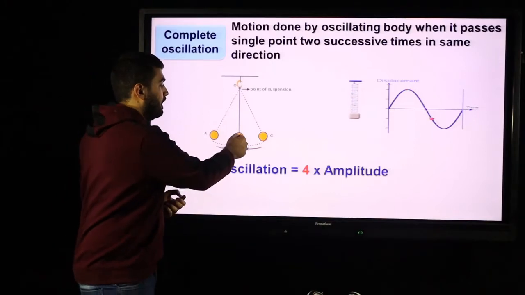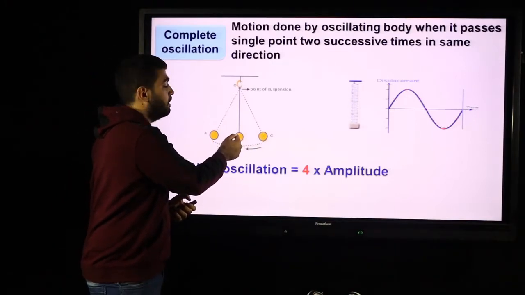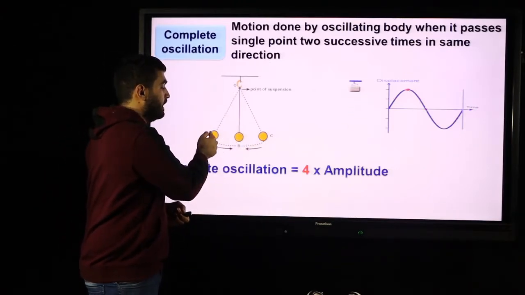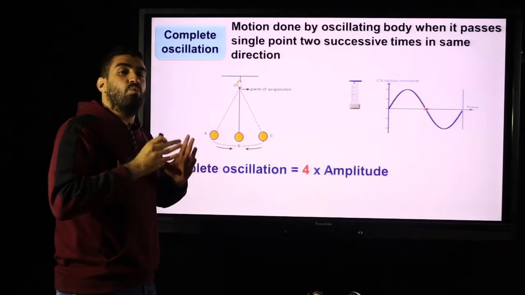Like what? Amplitude, another, and another: 1 complete oscillation. Again, 1 amplitude, 2, 3, 4, it's 1 complete oscillation. For example, it's 1 round.